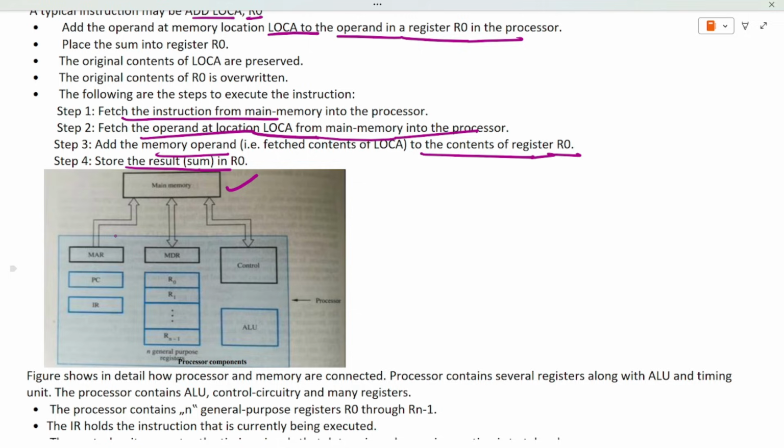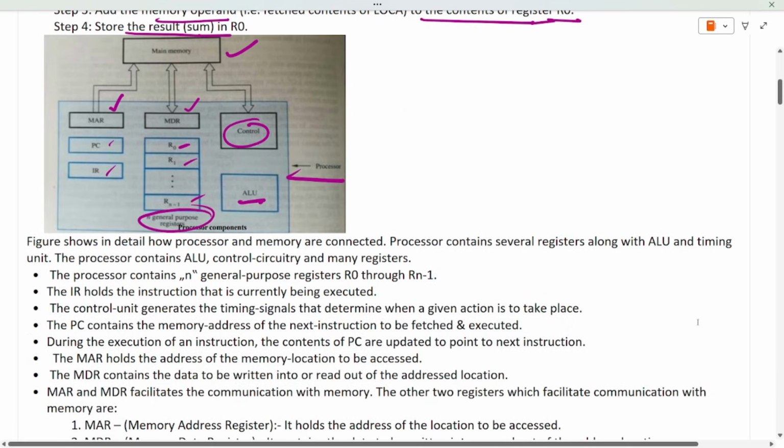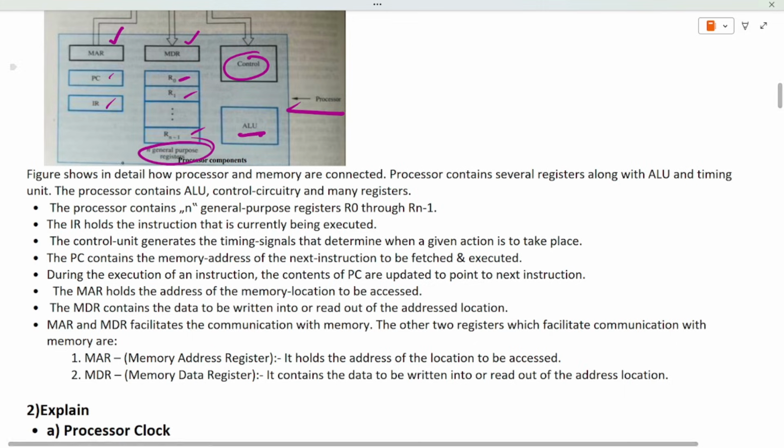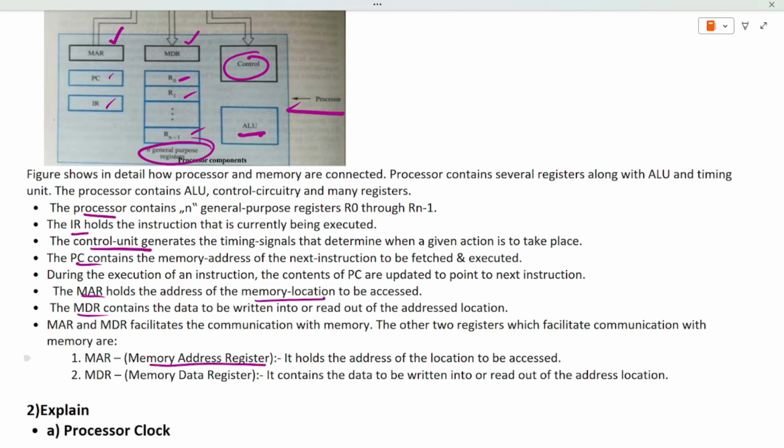Main memory will have MAR and MDR, and there will be a control panel connected to the processor. The ALU, arithmetic logical unit, will be there. R0, R1 up to Rn minus 1 are the general purpose registers, and PC and IR will be there in the registers. Next, they have given a briefing about the processor: IR, control unit, PC, MAR and MDR. MAR is the memory address register, and MDR is the memory data register.